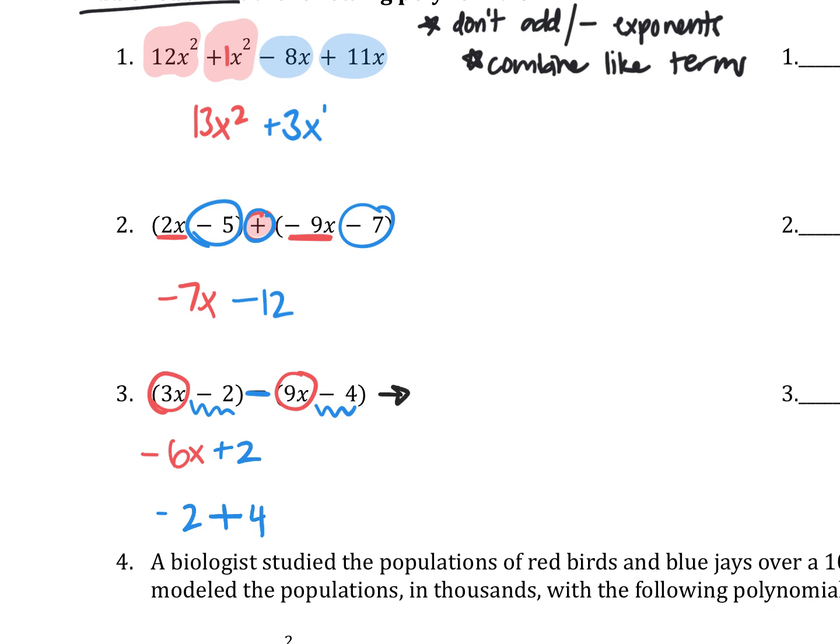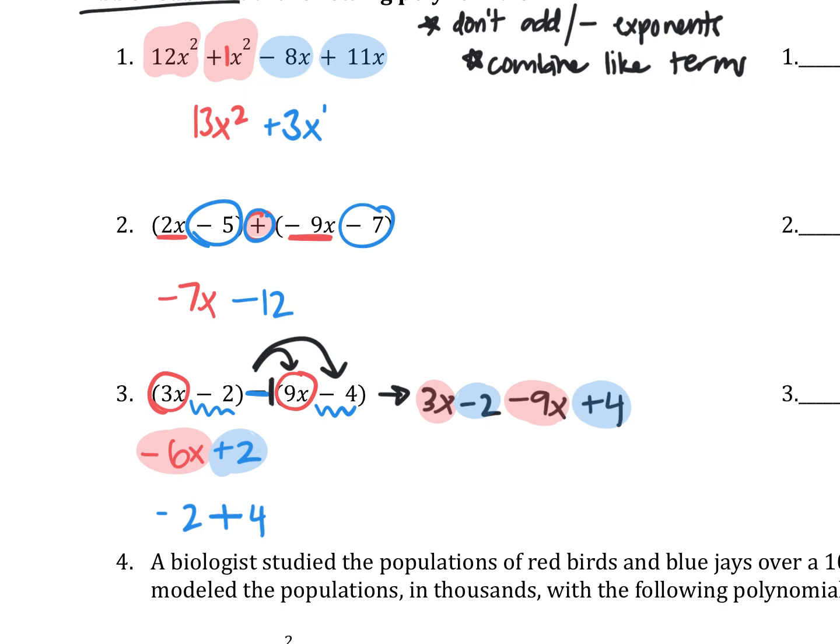Okay, I could also do the same problem a different way. I could write it out as 3x minus 2 and then distribute that negative 1. So negative 1 times 9x gives me minus 9x. Negative 1 times negative 4 gives me positive 4. So then I could go ahead, add my like terms to give my negative 6x, or negative 2 plus 4 would give me that plus 2.